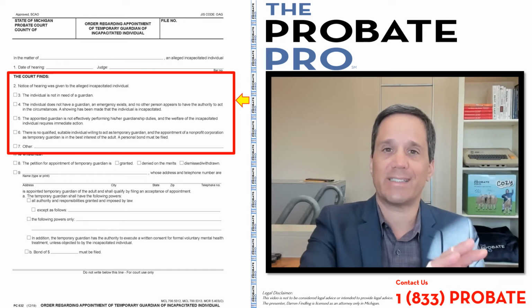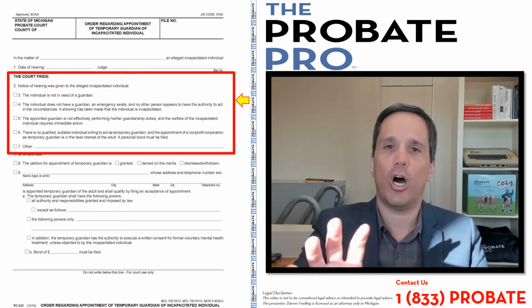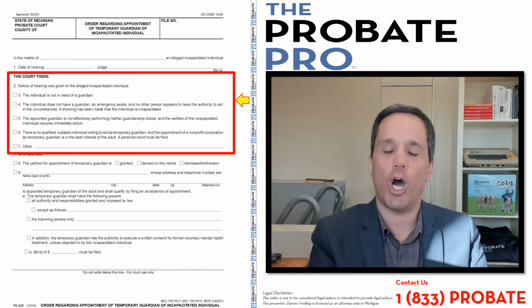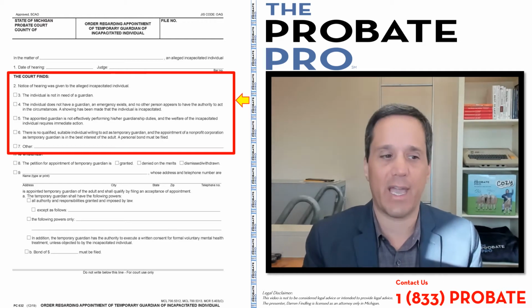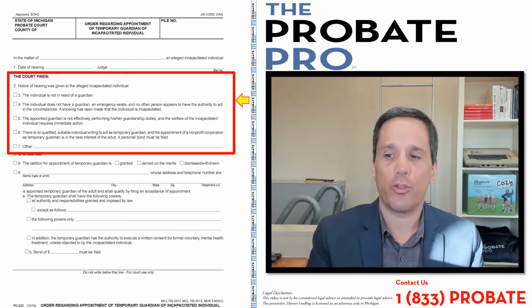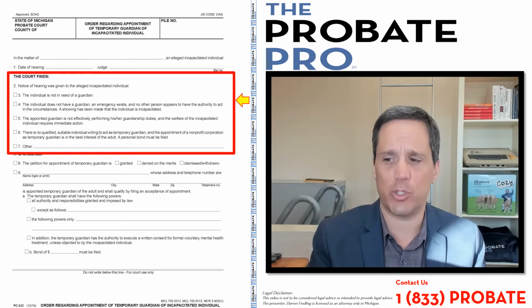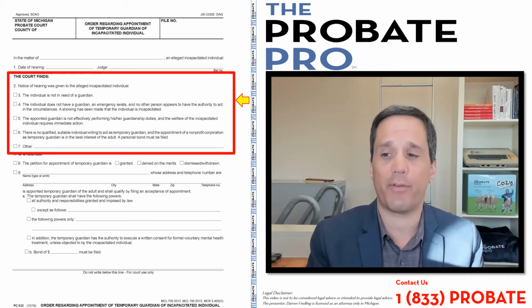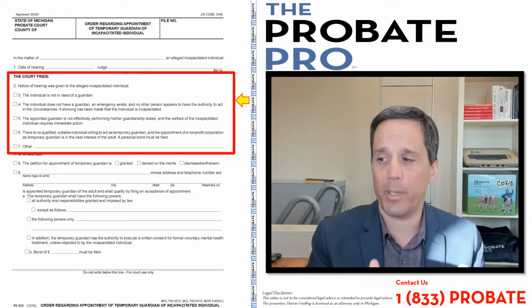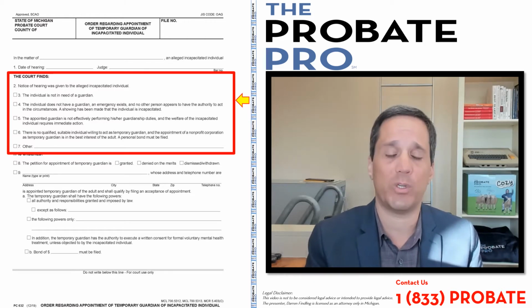The court is essentially suspending the power of the existing guardian, appointing a temporary guardian to make decisions during that time frame. Section 6, there's no qualified suitable individual to act as the temporary guardian, and the appointment of a nonprofit corporation will be appointed as temporary guardian, which is in the best interest.